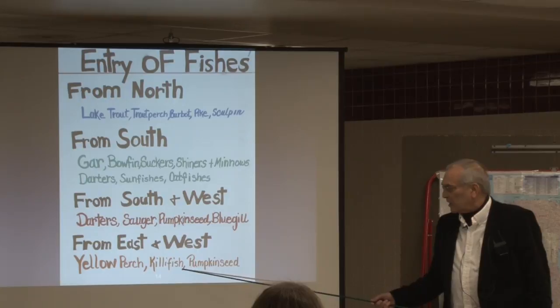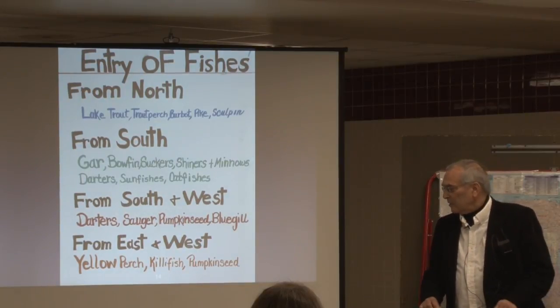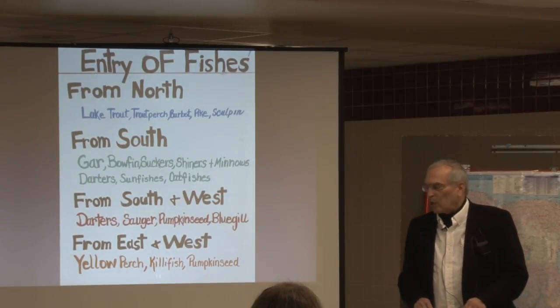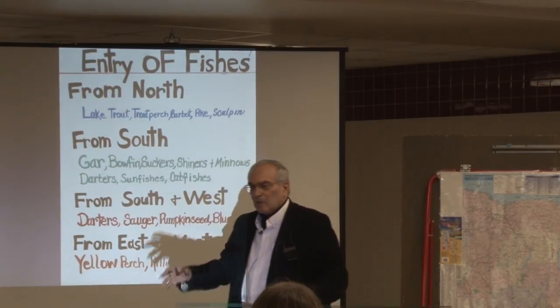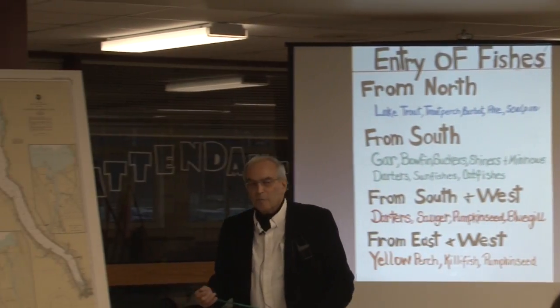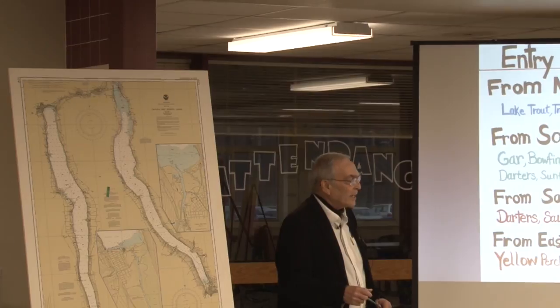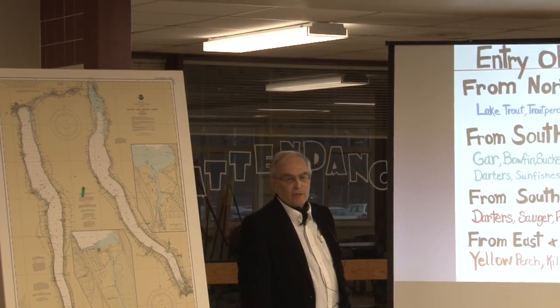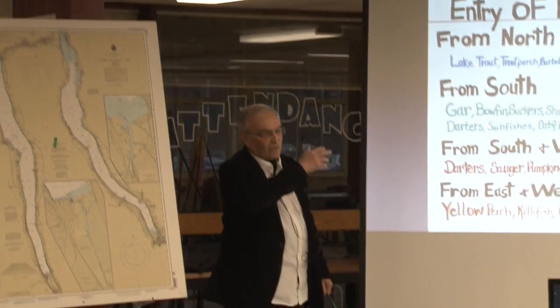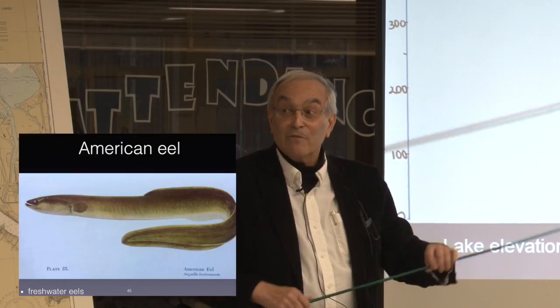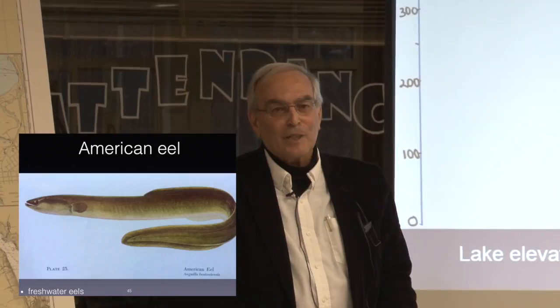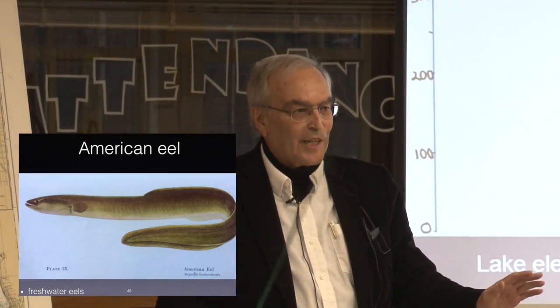And the yellow perch, the killifish, and the pumpkin seed, they came from the east and the west through the drainage collected from the east and the west into the Great Lakes and then into the Finger Lakes eventually. So they kind of fall down the Great Lakes maybe, and then they come into the Finger Lakes. And eventually, on their own, they got into Cayuga Lake before the canals.